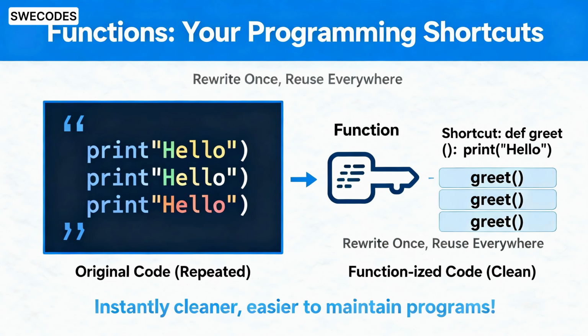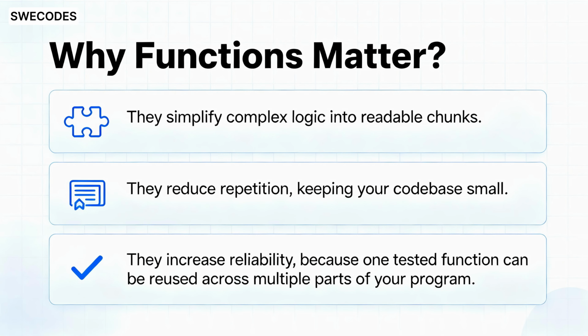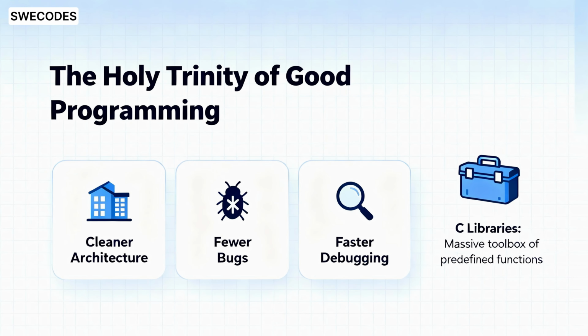Functions are like shortcuts. Instead of rewriting the same block of code, you give it a name, reuse it anywhere, and instantly make your program cleaner and easier to maintain. So instead of managing hundreds of lines of repetitive logic, functions let you group related code into logical, reusable components. Why functions matter? They simplify complex logic into readable chunks. They reduce repetition, keeping your codebase small. And they increase reliability, because one tested function can be reused across multiple parts of your program. The result? Cleaner architecture, fewer bugs, and faster debugging, the holy trinity of good programming.